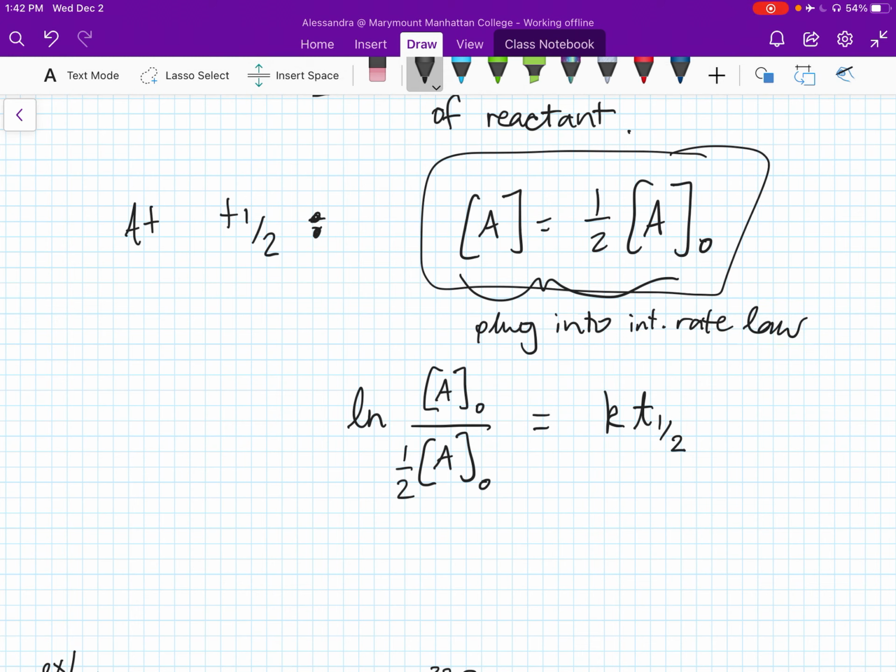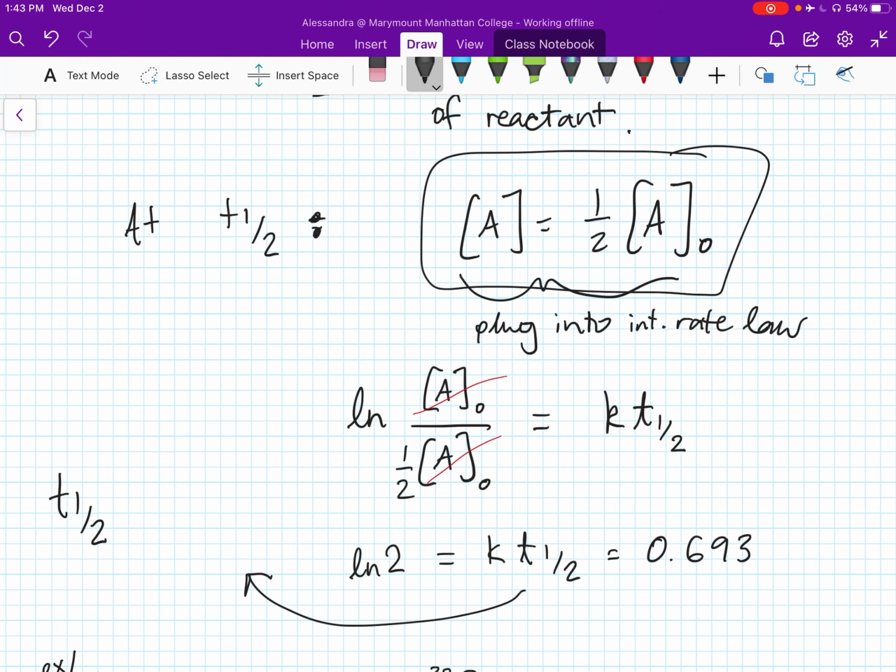And let's rearrange this to solve for T 1/2. Notice I have A0 in the numerator and in the denominator, so I can cancel them. The 2 flips to the top, so I end up with the natural log of 2 being equal to K times T 1/2. The natural log of 2 is 0.693. So I can simplify this or just rearrange it to solve for T 1/2.